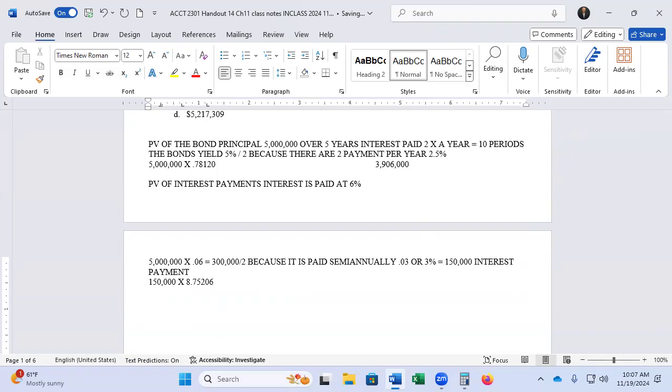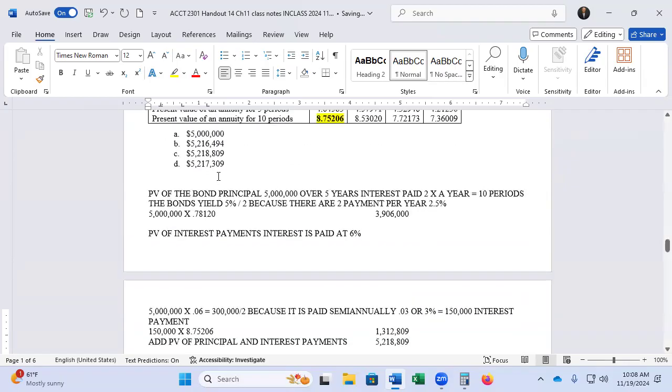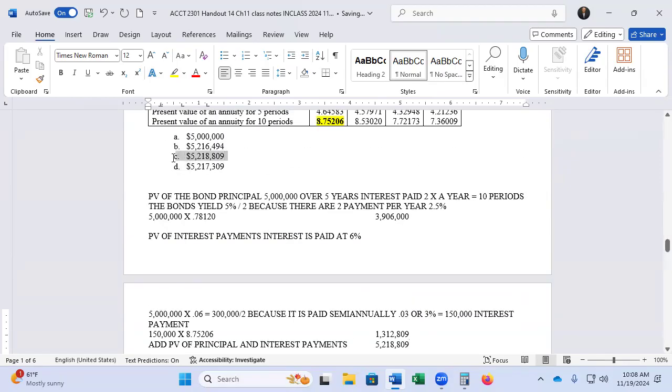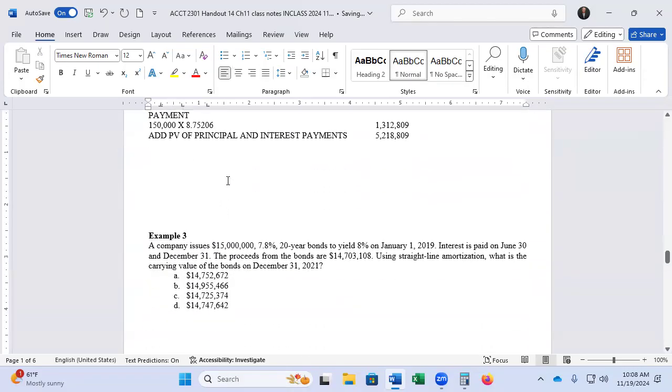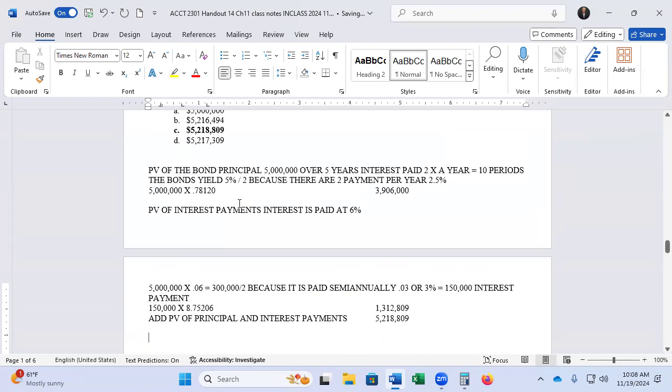And that is 1,312,809. So we add present value of principal and interest payments, and you end up with 5,218,809. And so our answer is C. Take a minute to look that one over, or 30 seconds. And if you have any questions, please let me know.